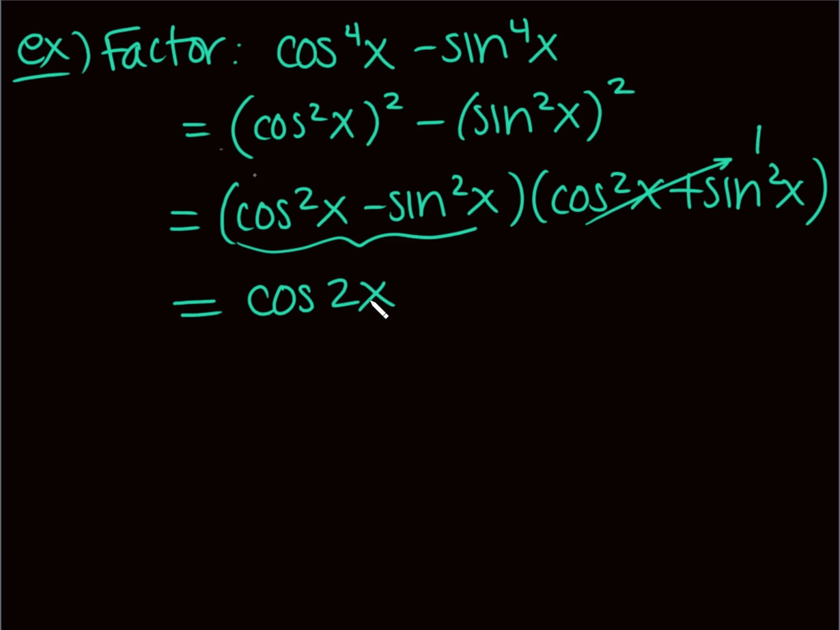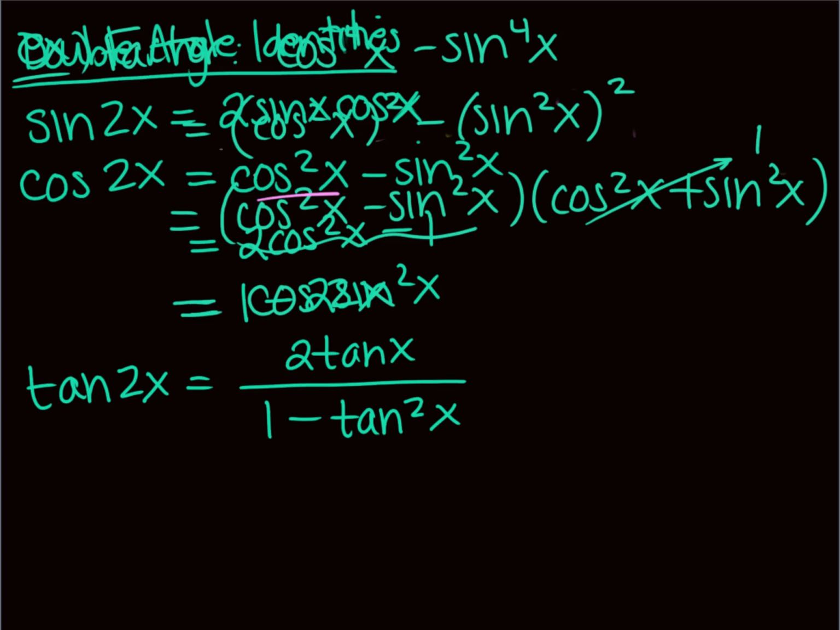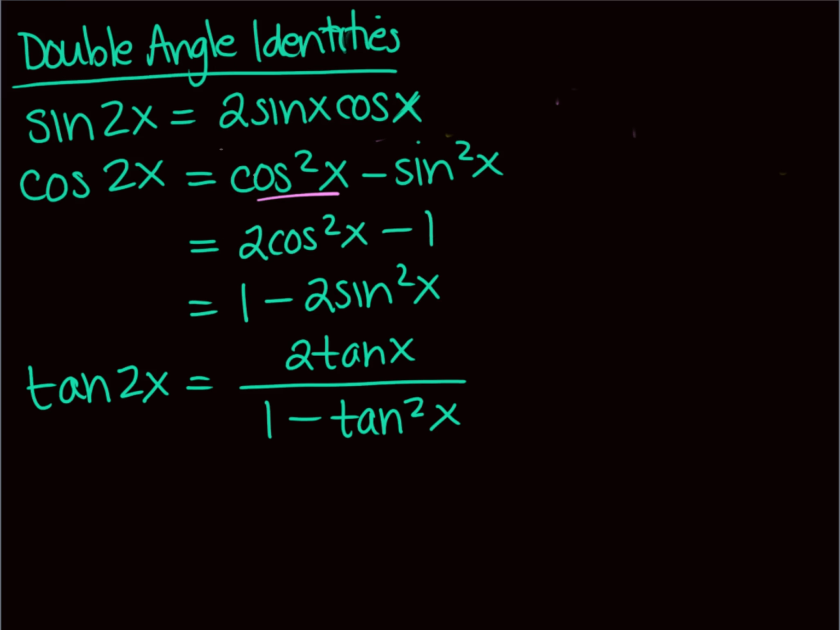So that guy right there, cosine to the fourth minus sine to the fourth, is actually exactly the same as cosine of 2x. And that's it. Okay, you guys, the last thing to get to is the half angle formulas. So I want to talk about the half angle formulas really quick, and then we'll call it good.